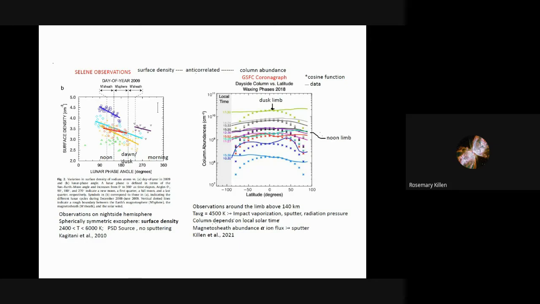And the other thing is that previously it was said that the column abundance with latitude follows a cosine or cosine squared. And our observations are actually the solid line, the cosine are the asterisk. And so our column abundance is pretty flat with latitude. And that's because as the density at the surface decreases, the scale height increases. So if you look at the total column, it's not varying that much. Okay, next slide.